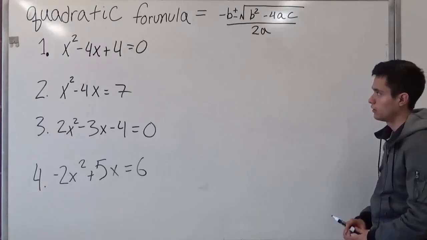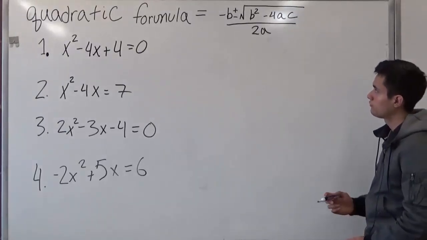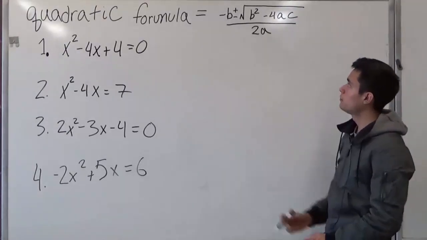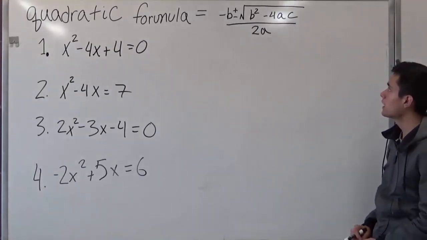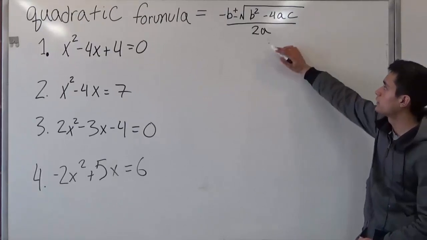So today we have a special formula that we're going to use to solve all these four problems. So as you can see, it's negative b plus or minus the square root of b squared minus 4 times a times c, divided by 2 times a.